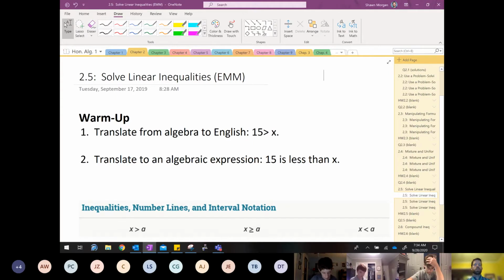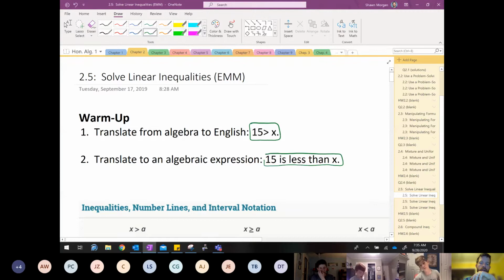All right, Luke, what is this first one? Translate it from algebra into English. So all you have to do is read this out loud for us. What does this expression right here mean in English? 15 is greater than x. Perfect. That's easy enough. That's our greater than symbol. And then John, what is this expression down here on number 2 written in math? Put 15 and then a less than sign and then x. Yeah, easy peasy lemon squeezy, not hard at all, right?